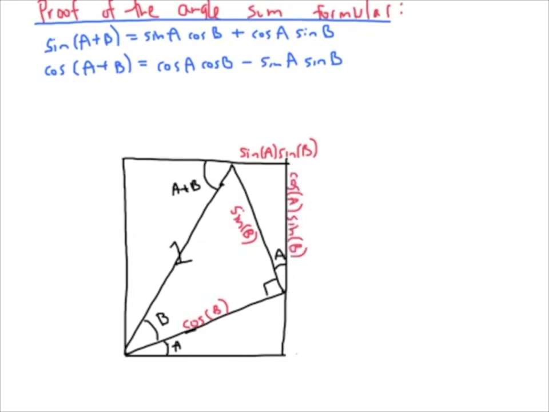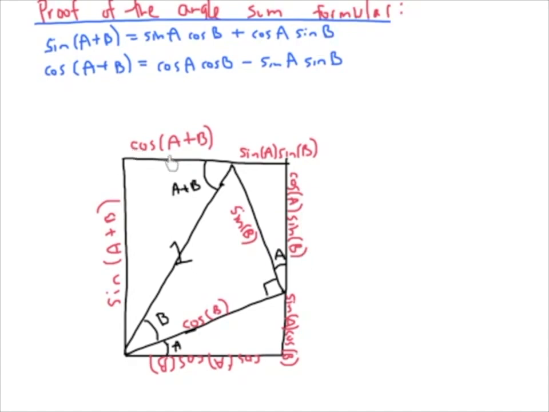Please pause the video and take a moment to fill in the side lengths of this right triangle and this right triangle. You should be getting sine A cosine B, cosine A cosine B, sine of A plus B, and cosine of A plus B. But remember, we have a rectangle here, so the opposite sides have equal length. This tells us that sine of A plus B has to equal sine of A cosine of B plus cosine of A sine of B, which is exactly the first angle sum formula.